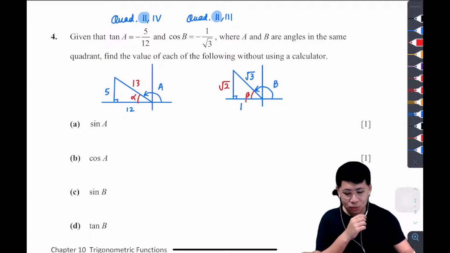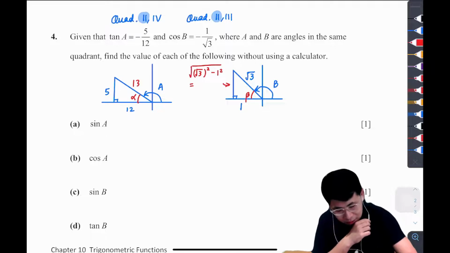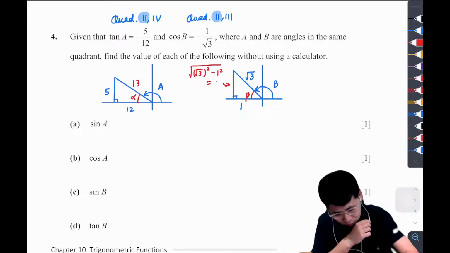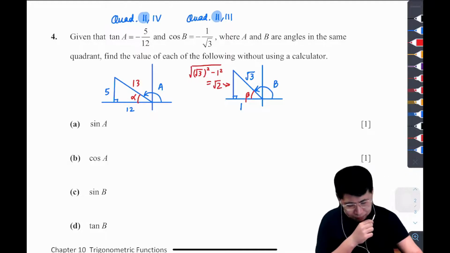So this is actually root 2. Okay, root 2. If you were to see what this is, so this length over here would be the square root of root 3 squared minus 1 squared. So this would be 3 minus 1, right? So this is equal to root 2. Okay, so this length is root 2. Okay, sure.